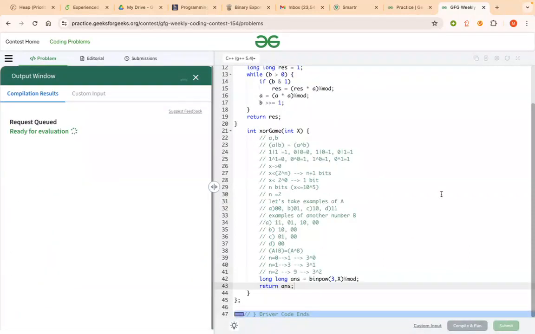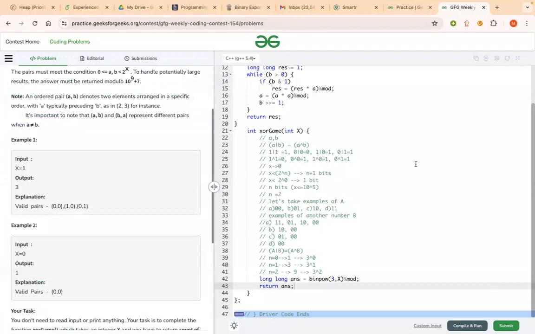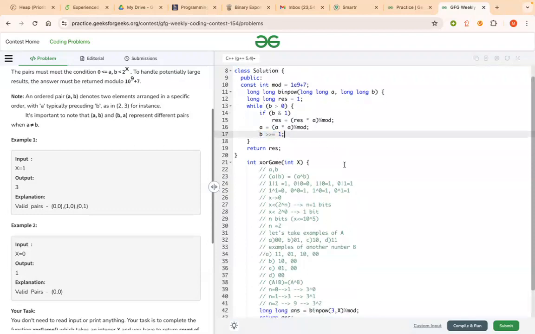Let's try to compile. Okay, it is running fine for x equals to 1. Let's try to submit it. Why are we using this binary exponentiation? Because it gives us exponentiation in logarithmic time complexity. As you can see, we divide the exponent by 2 every time, and if it is odd, we handle it separately, so it will run in log n base 2 time complexity.